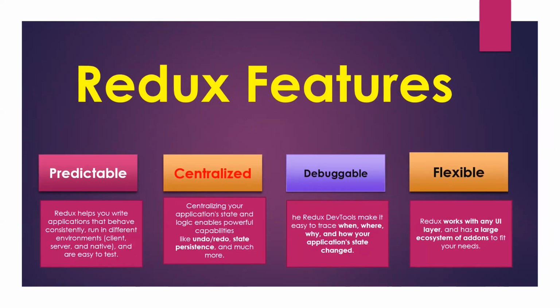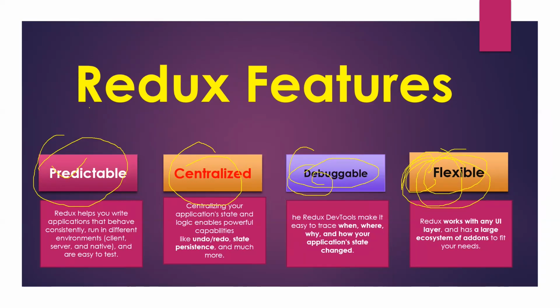So what are the features of React Redux? The first one is predictable. That means the state can be predicted and maintained very well through React Redux. And it is centralized, as I discussed in the previous slide: it is centralized data, and from one place it can be accessed from any of the components. Also, through its plugin, debugging is very easy, which we will also cover in this tutorial. And it is flexible. That means whenever you want to dynamically add and remove data, it can be done easily.